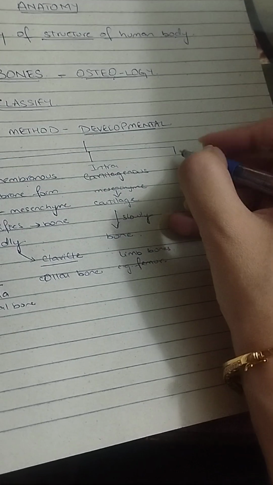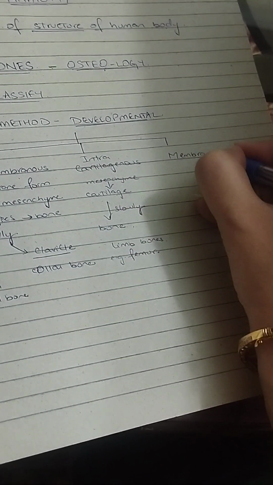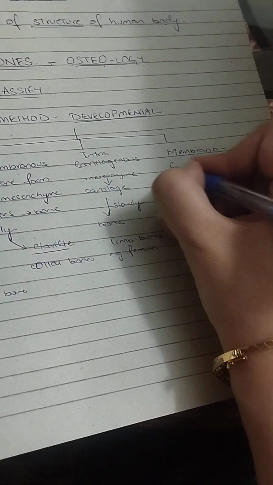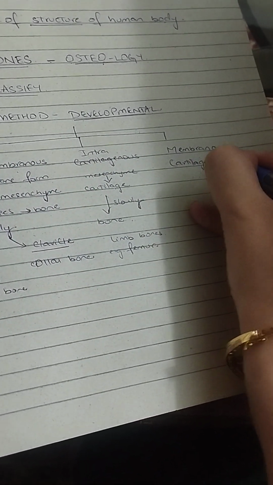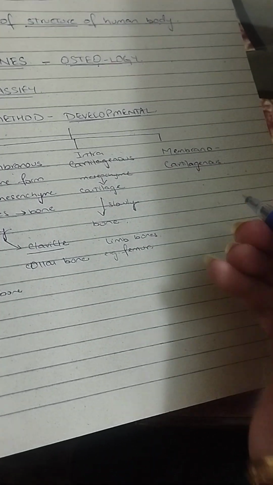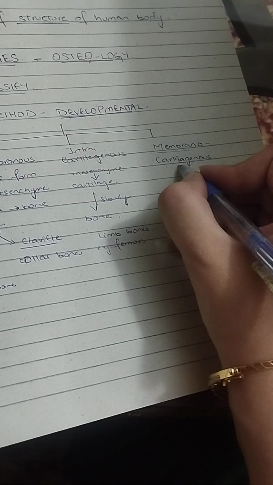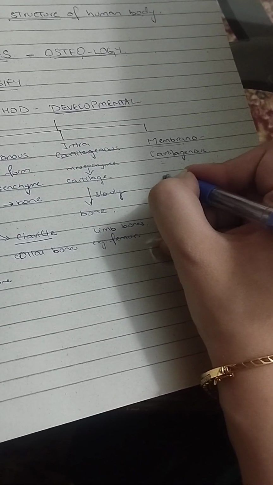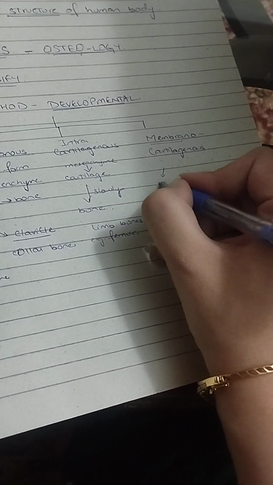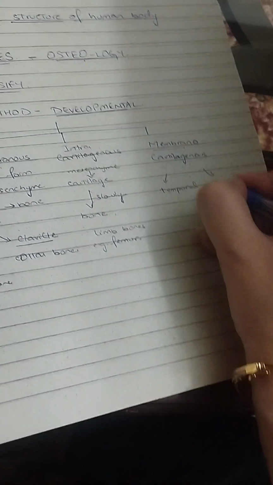Then there are bones which develop via a membrano-cartilaginous model. These bones are partially developed in a membrane and partially they are developed via cartilage. Typical examples of these bones include the temporal bone and the mandible.